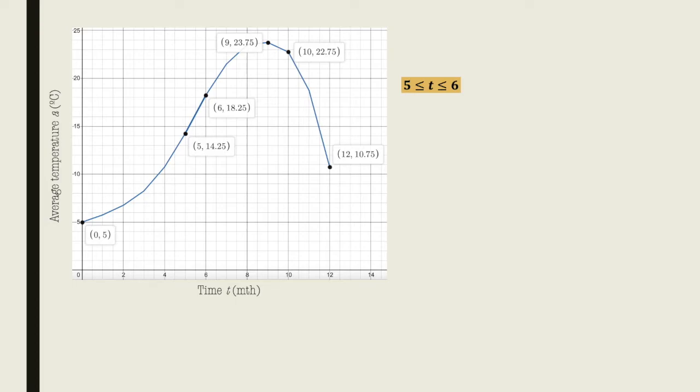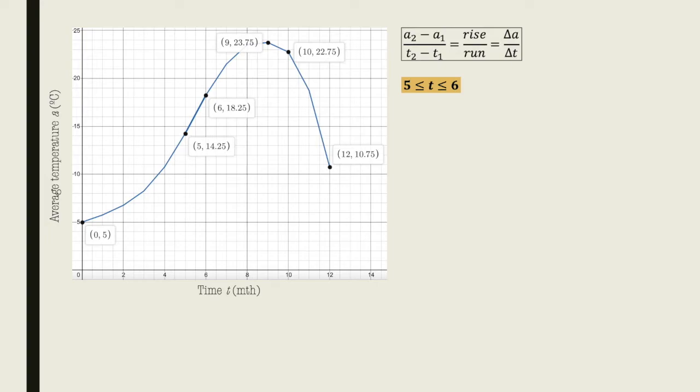To find the average rate of change in that interval, one must use the same formula that was used previously, though this time, instead of our variable being labeled as d, it is labeled as a. Rise divided by run, the difference of a coordinate over the difference of the t coordinates, the change of a over the change of t, whatever you want to call it.